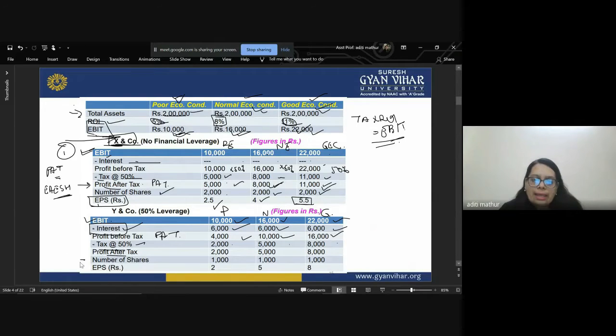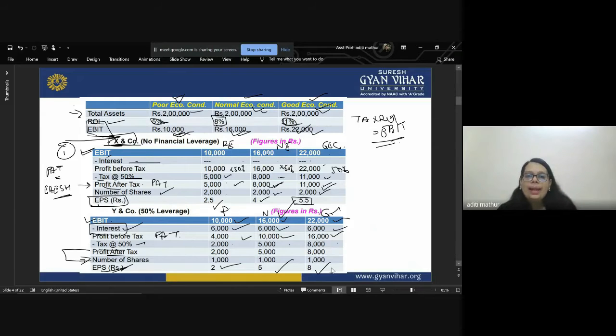Now you can easily divide our PAT with the number of shares and come up to our EPS. So for the poor economy, it will be 2. For the normal, it will be 5. And for the good, it will be 8. Right? So if your company is having a good economic condition and you are having a 50% leverage, you are in that position to earn more EPS. Right? So this is how we have calculated our EPS for Y company.